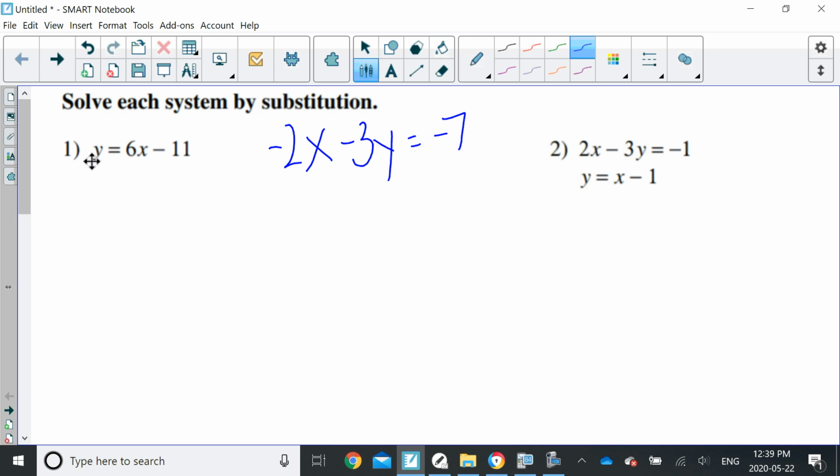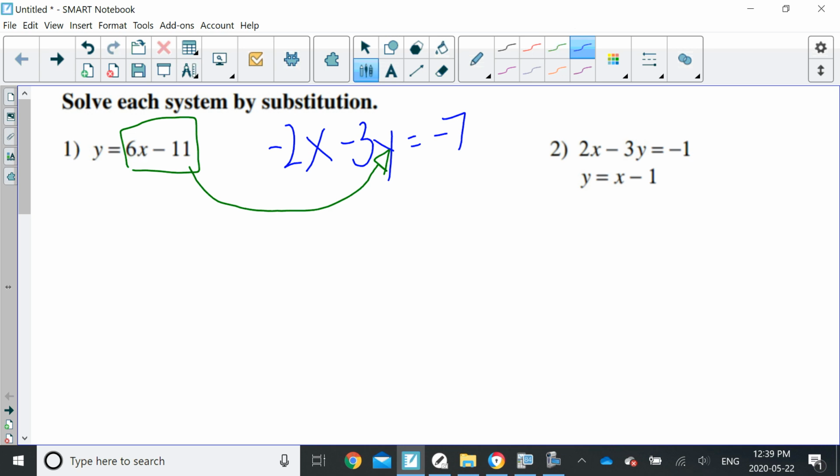So they tell me that y is equal to 6x minus 11. So what I'm going to do is box that in. That's what y is equal to. I'm going to substitute that into the second system. We find y in the second system. I'm going to take this y out, and I'm going to plug in 6x minus 11.